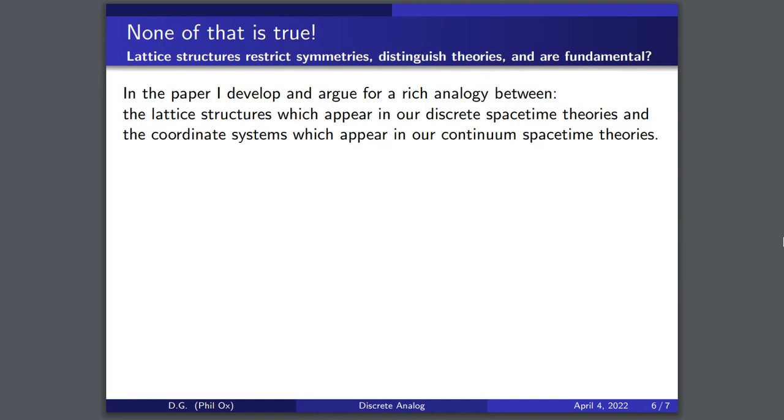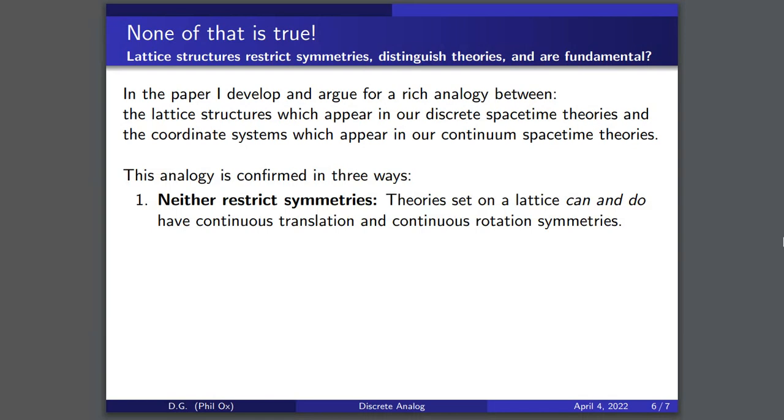Right? However, in this paper, I discuss how none of that's true. None of the three intuitive points made on the last slide turn out to be true. In fact, I argue for a very rich analogy between lattice structures that appear in our discrete spacetime theories and coordinate systems which appear in our continuum spacetime theories. So lattice structures are analogous to coordinate systems, is what I'm saying. And this analogy is confirmed in three ways in the paper.